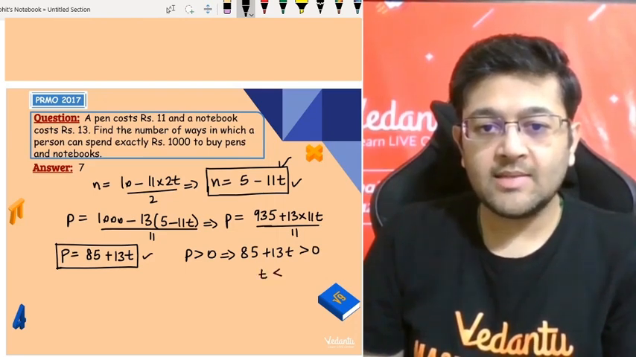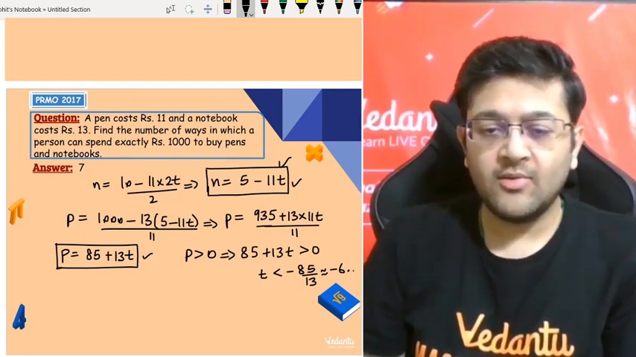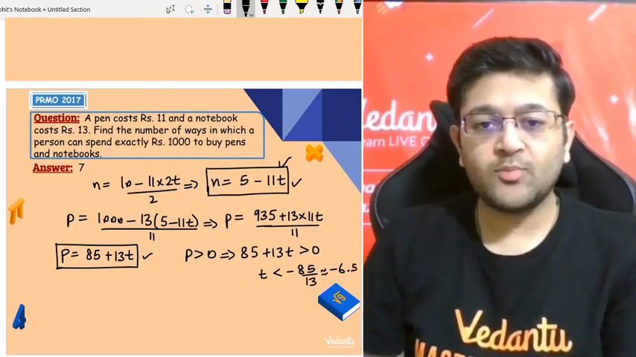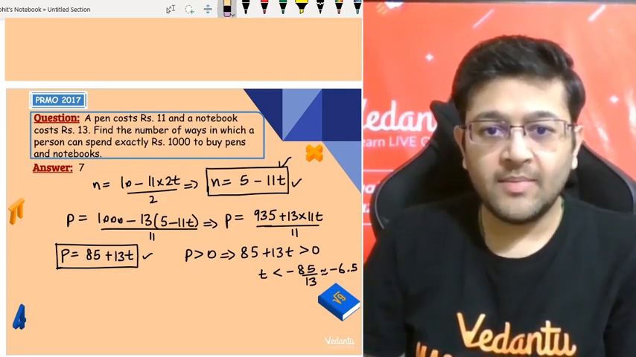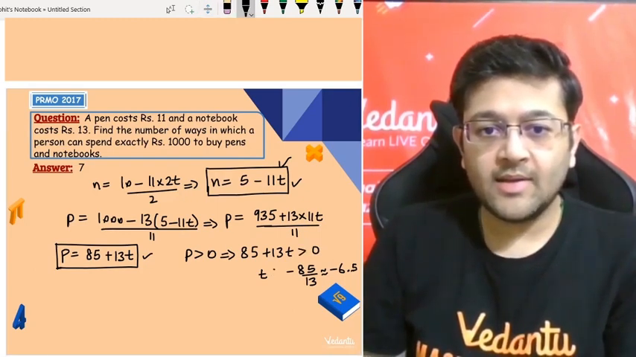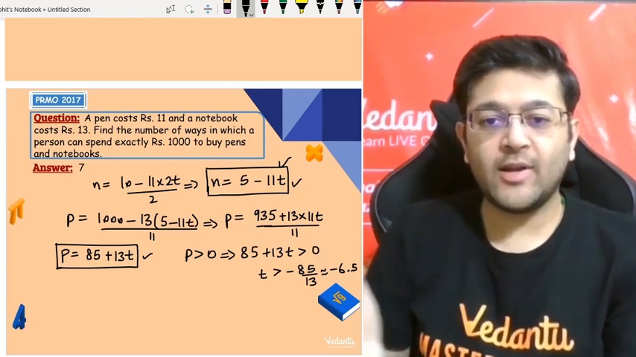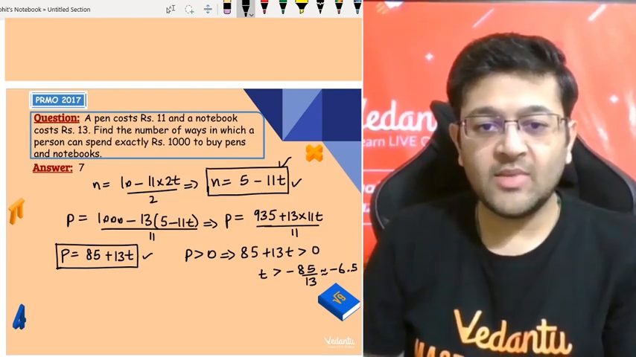This will give us t is less than minus 85 by 13. So let's approximate this. So this value is minus 6 point something, right? Minus 6 will be 78 and 7 will give you around what, 5. Okay, so t has to be less than minus 6.5. Okay, I'm sorry, I've written it wrong here. It will be t greater than, right? Yes, t will be greater than. So t has to be greater than minus 6.5, meaning minus 6, minus 5, minus 4 will be in its values from this thing, right?